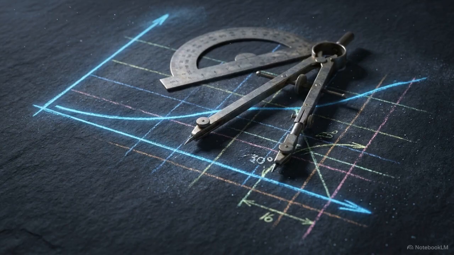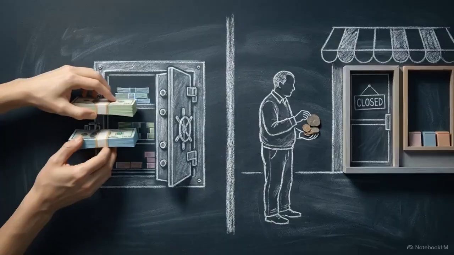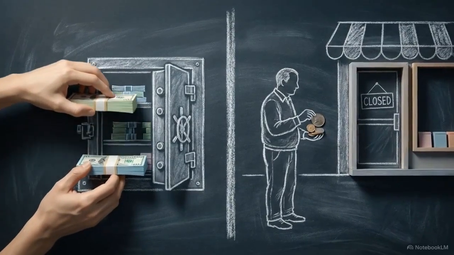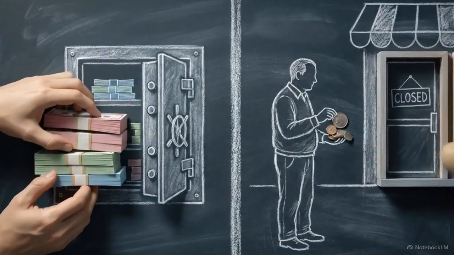By mapping the geometry of market power, we measure its true cost. We see the exact volume of wealth captured by the firm and the deadweight loss forced onto the broader economy.